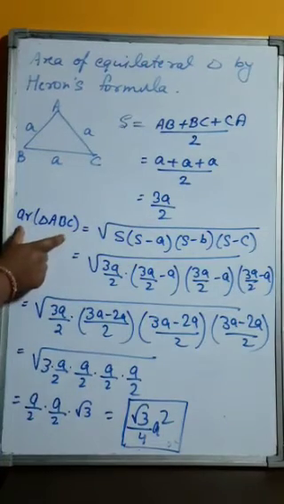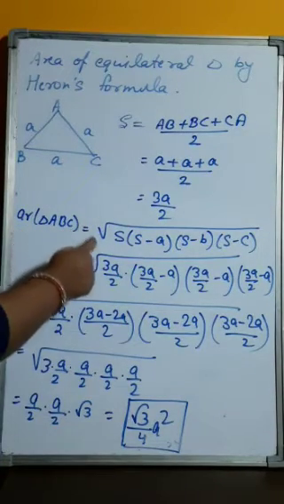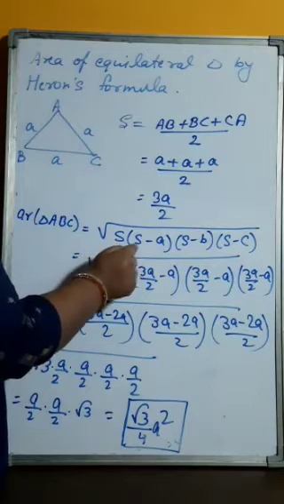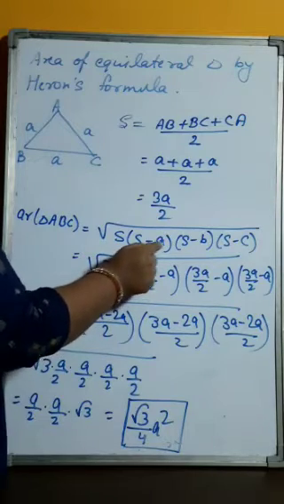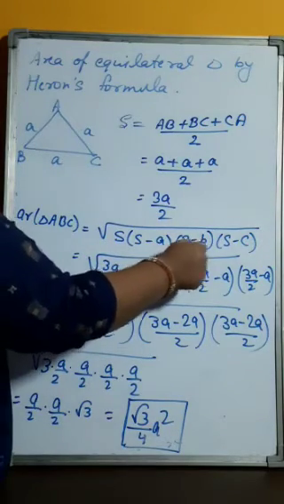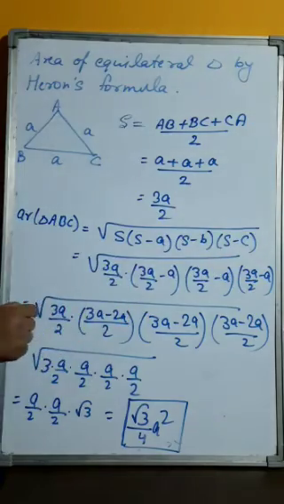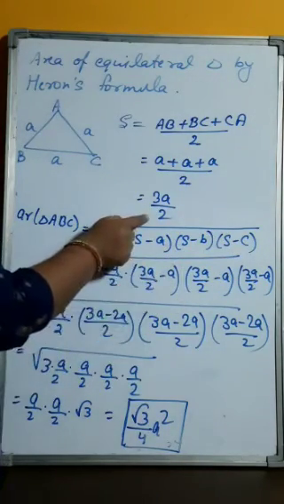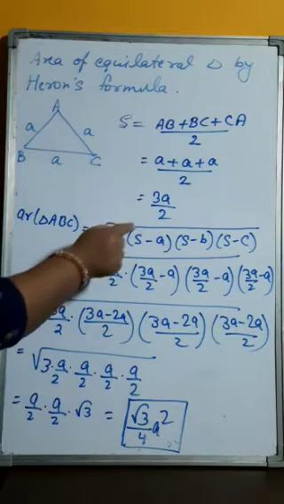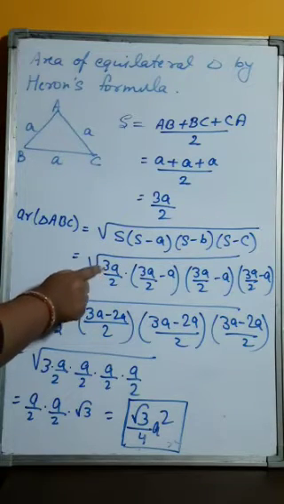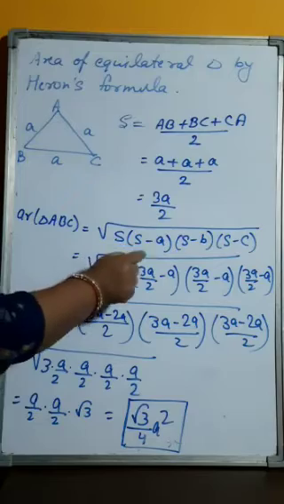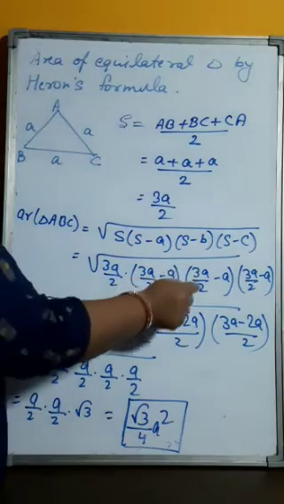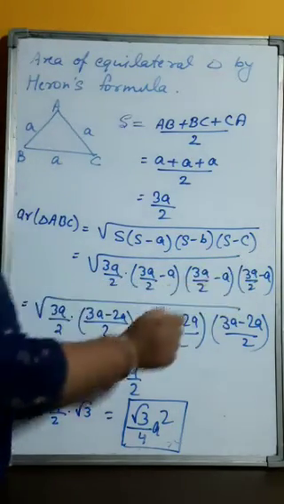Now the area of triangle ABC by Heron's formula we have square root of S minus a, the first side, S minus b, the second side, S minus c, the third side. Here all three sides are a units and the semi-perimeter we have calculated is 3a by 2. So in place of the semi-perimeter we will put 3a by 2, then 3a by 2 minus a, 3a by 2 minus a, 3a by 2 minus a.